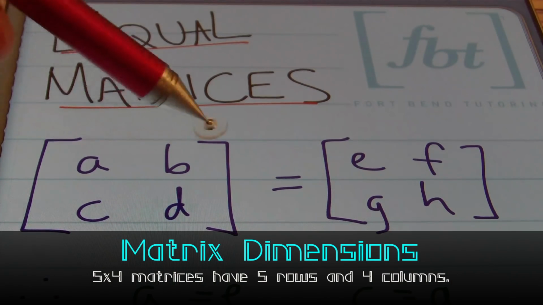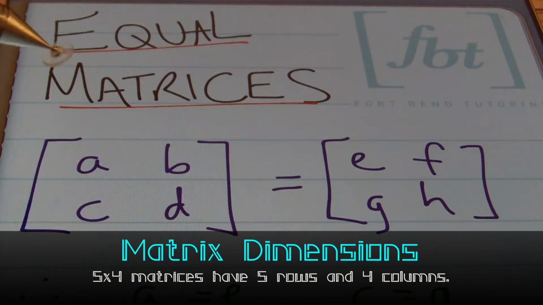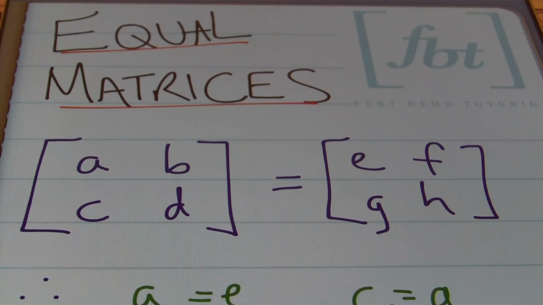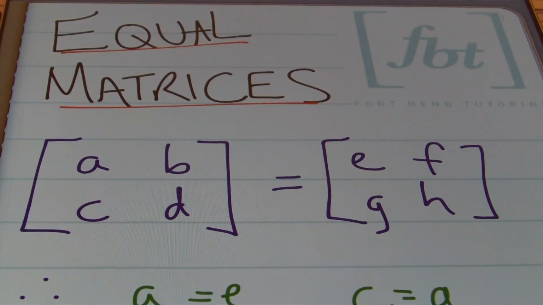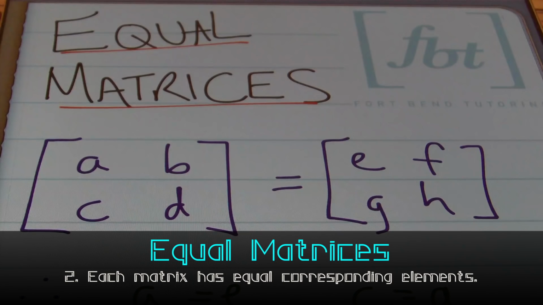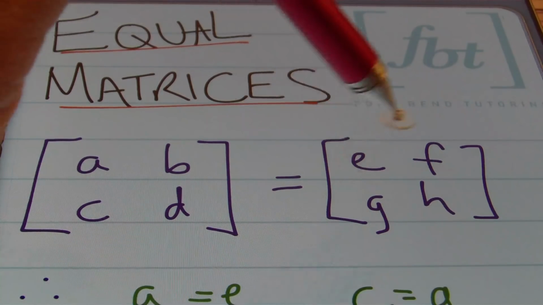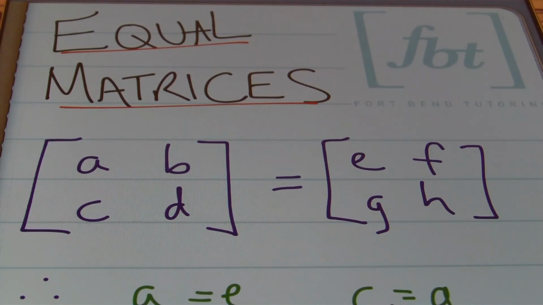The rows are the horizontal entries, whereas my columns are the vertical entries. So this is a 2 by 2 matrix. It has to be set equal to another 2 by 2 matrix. And the way equal matrices work is that every element within the matrix has to be equivalent to its corresponding element in the other matrix. That's what we're going to be focusing on in this video.